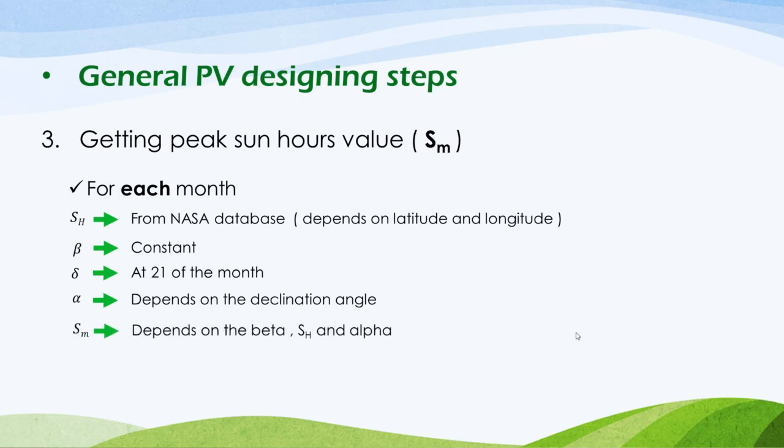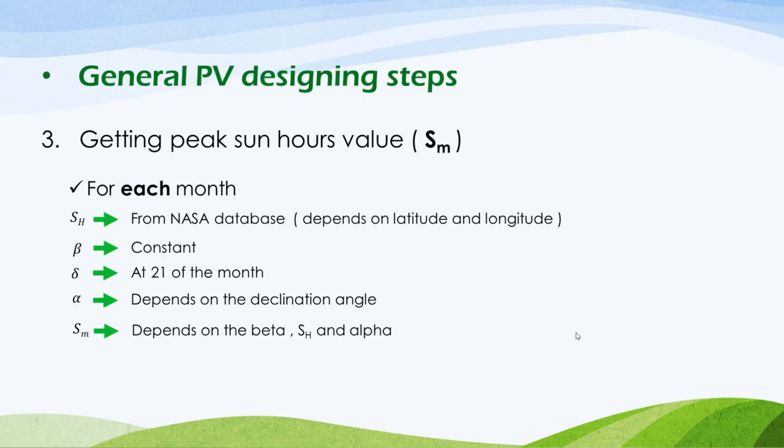But you know, this is an approximate assumption to get alpha at only one day in the month, which is 21 December. The most accurate solution is to get alpha each day in the month, then we get the peak sun hours each day, and after that we get the average of all days in the month to get each month's peak sun hours. But for now we will try this assumption as it's simpler in the calculations, and later we can try the accurate solution by getting S sub m each day in the month.